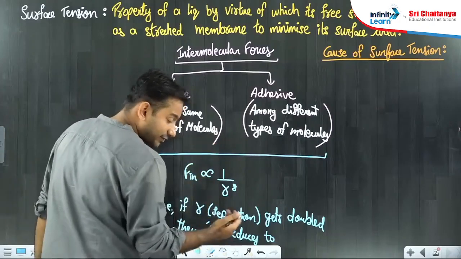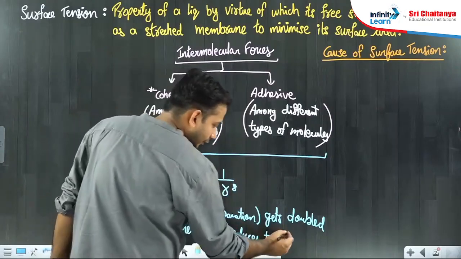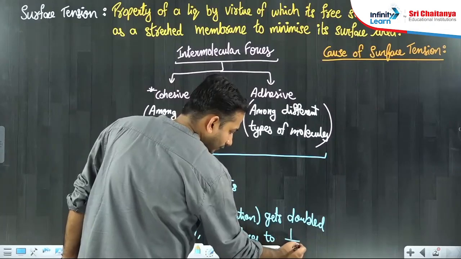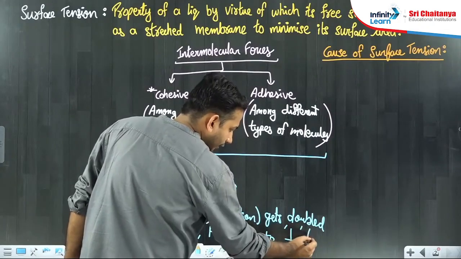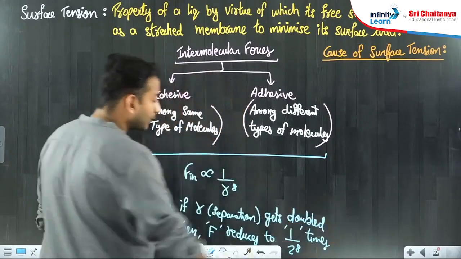I'll just mention it that way. It's a huge number. It's a rapid degradation. It reduces to 1 by 2 to the power 8 times. I hope you can understand this.